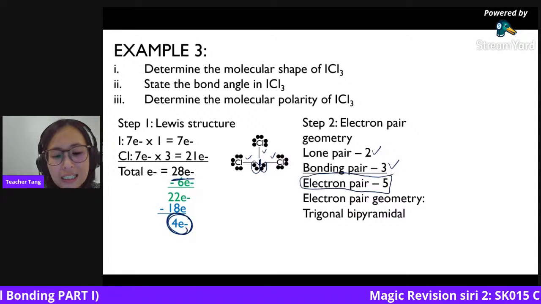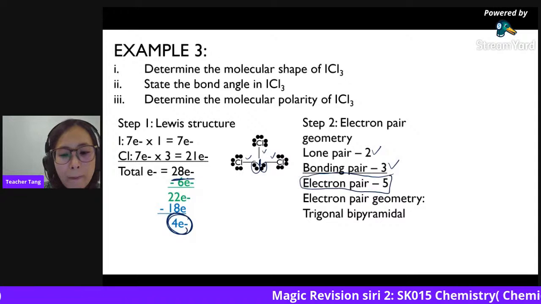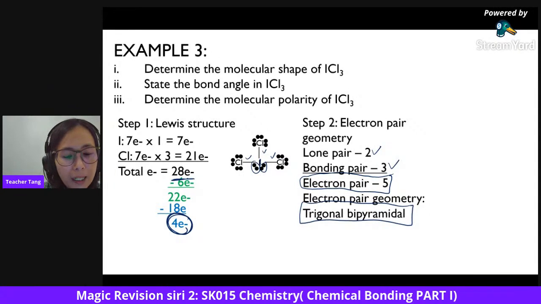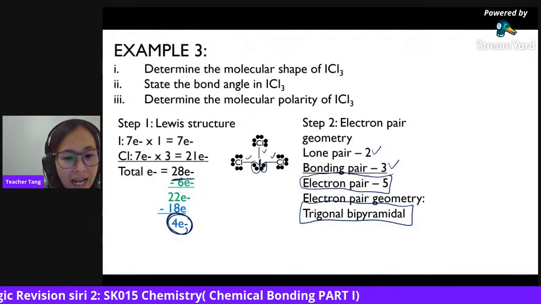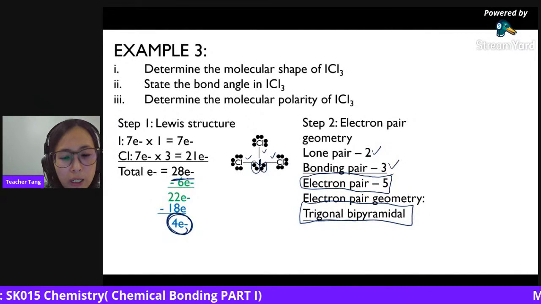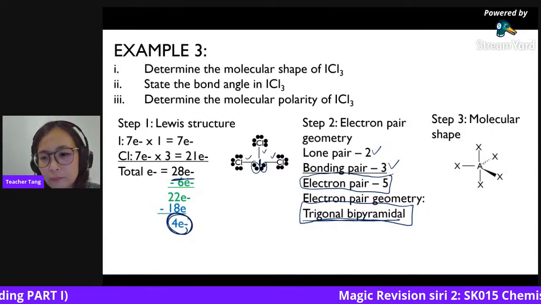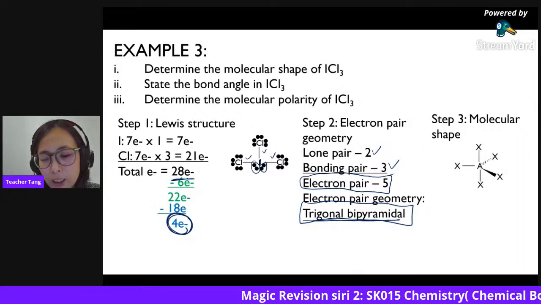Okay, so this gives electron pair geometry trigonal bipyramidal. That means when we want to draw the molecular shape of ICl3, we must draw it based on the trigonal bipyramidal backbone. So this is the trigonal bipyramidal backbone.